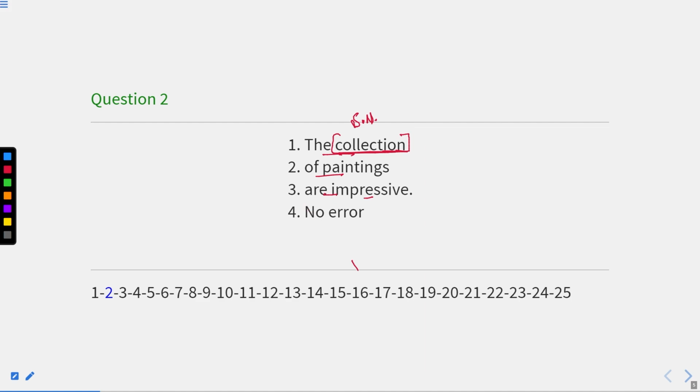Of paintings, of which we have made the collection of paintings. So here this "of paintings" is actually the partitive, and the partitive does not matter in subject verb agreement. So this is forming the partitive, but it does not matter to us. What matters is the collection. Okay, and the collection is the singular noun or the subject of the sentence. Now "are impressive", so we are using this "are" for collection, whereas collection is singular, so we need to put the singular form of verb, so this "are" should be replaced with "is".